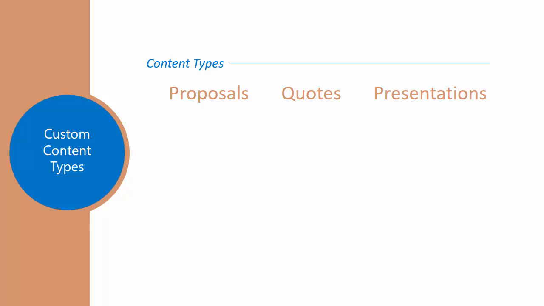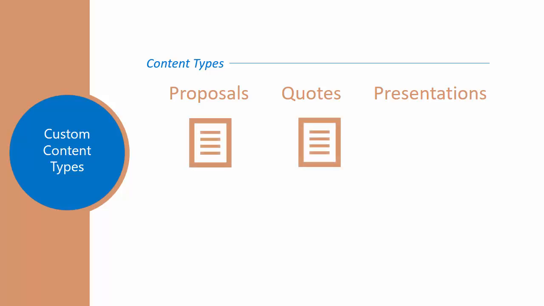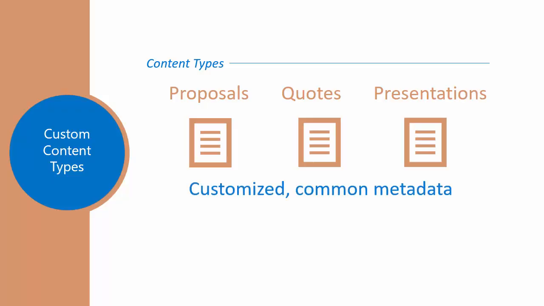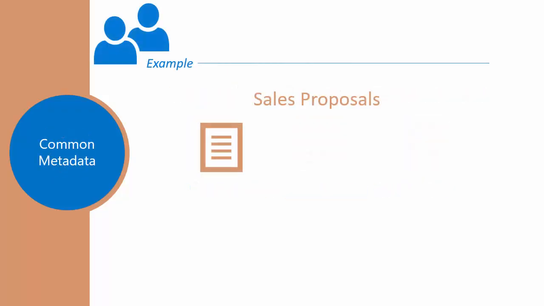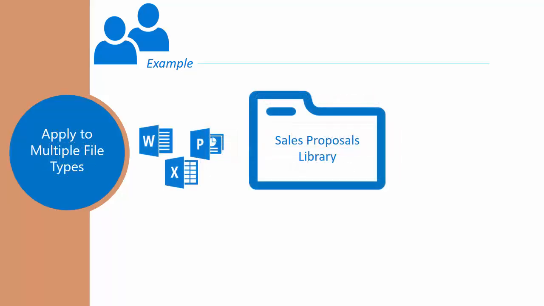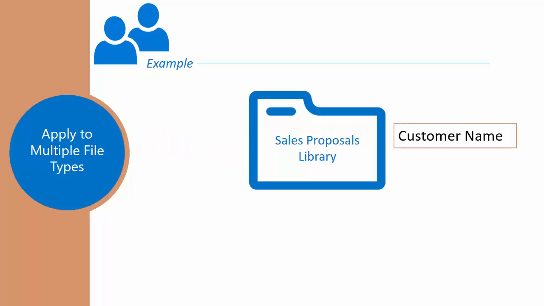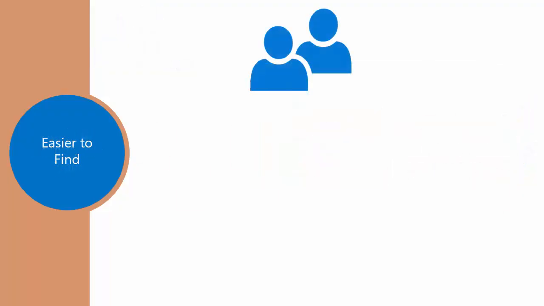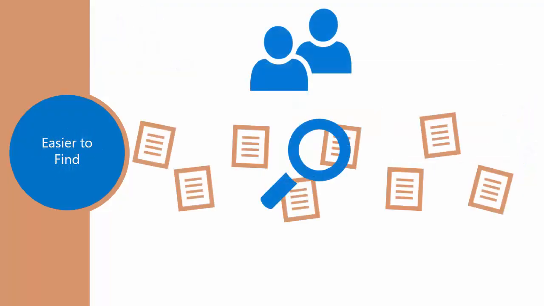As we learned in another clip, site owners can create custom content types with common metadata. In this example, we'd like to ensure sales proposal documents are organized with the same information. This way, as proposals are uploaded or created, members will enter the customer name and select the proposal status, making it easier to find proposals across multiple subsites.